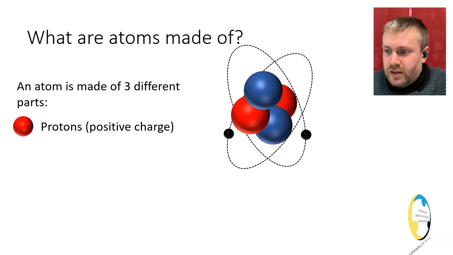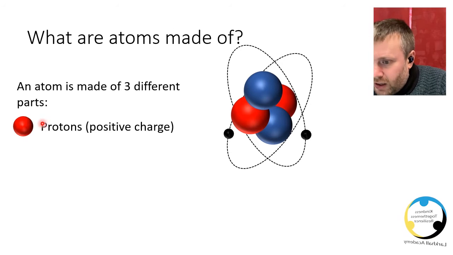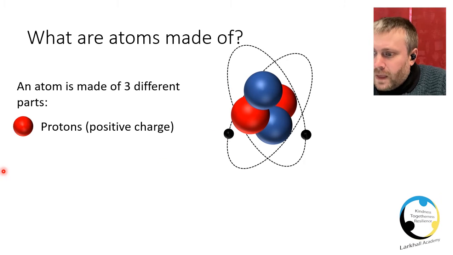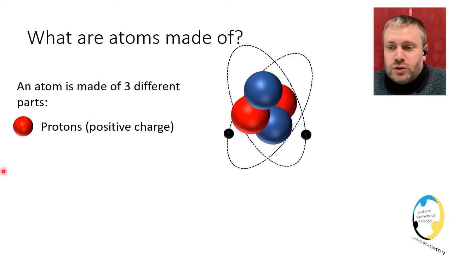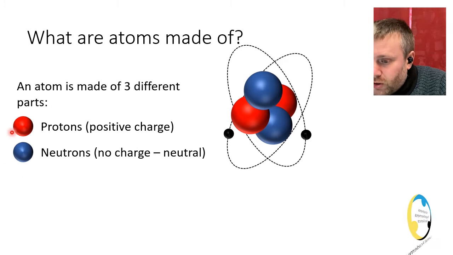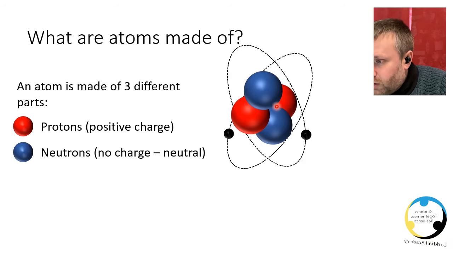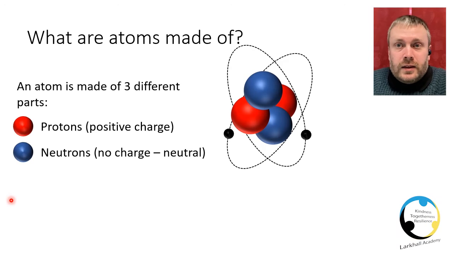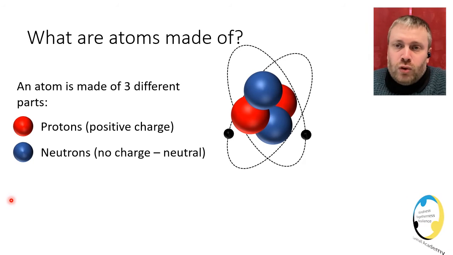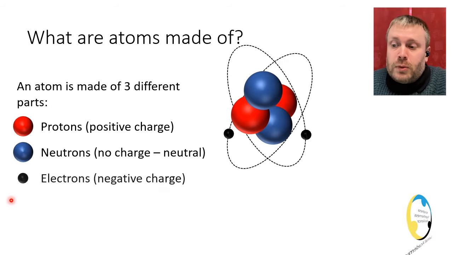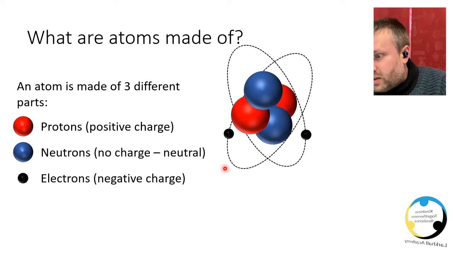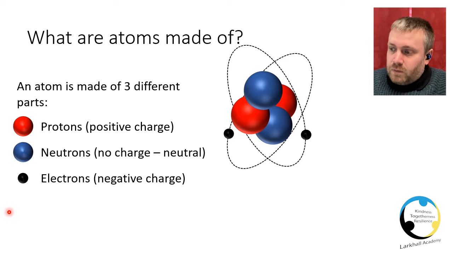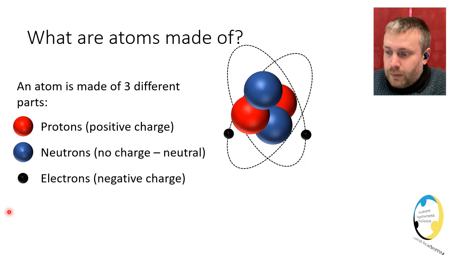First of all, we've got the proton. The protons are these red coloured balls in the diagram here. The protons have a positive charge. We have our neutrons, which are these blue coloured balls in the diagram, and the neutrons have no charge, or they are neutral, hence where the name comes from. And of course we've got our electrons, which are these black ones, orbiting the atom in the diagram shown here.